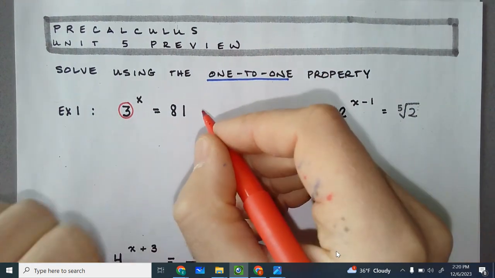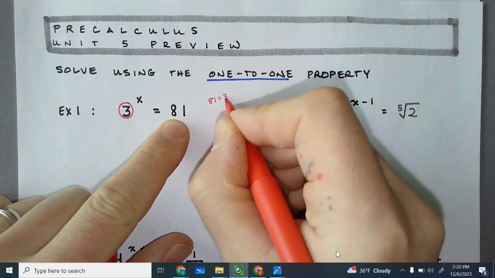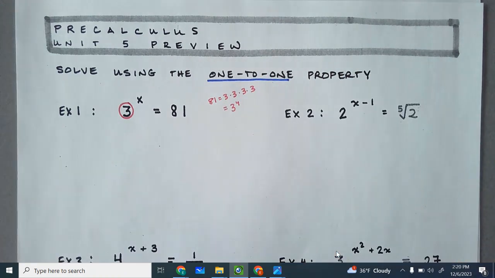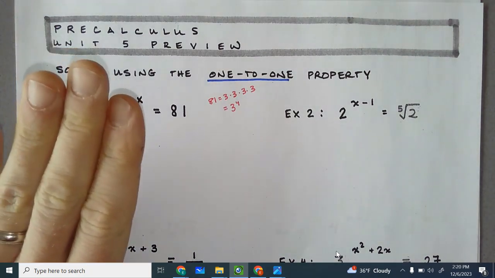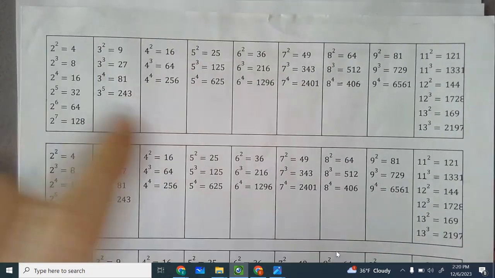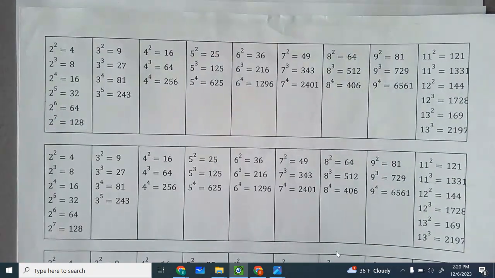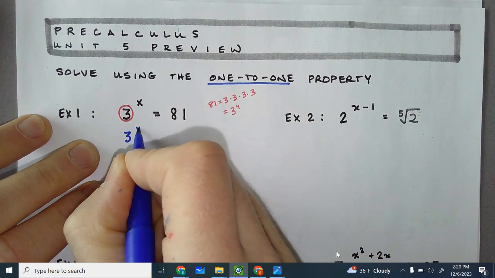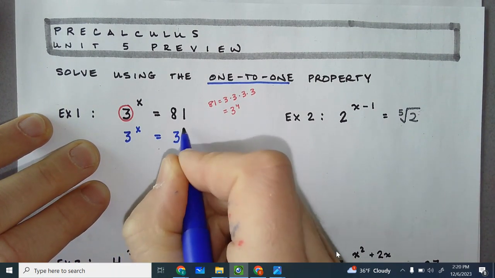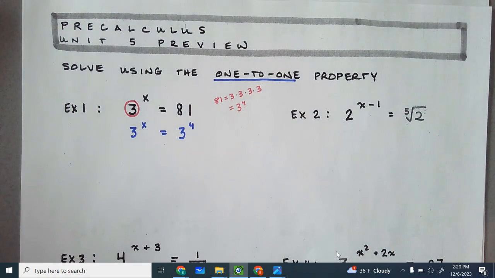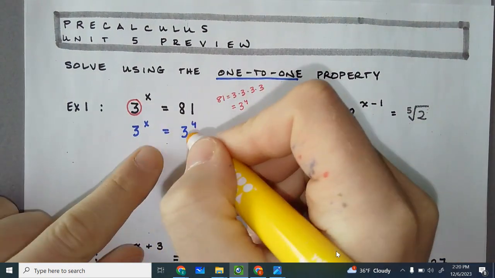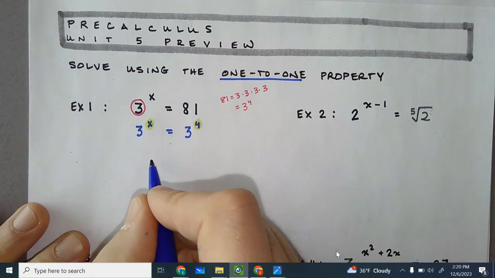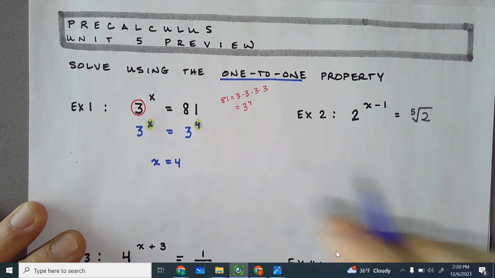In the case of 81, 81 is equal to 3 times 3 times 3 times 3. So it's equal to 3 to the fourth power. Hopefully, you can figure that out. And if you can't, you can always use one of these sheets that has exponent facts on it. All right. So I'm going to leave the left side the way it is, and the right side I'm going to rewrite 81 as 3 to the fourth power. And now what we're going to notice is that because the bases are the same, that means the exponents have to be the same. Therefore, our answer is going to be that x is equal to 4, and we're done.